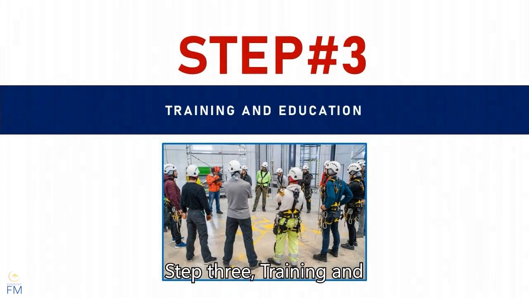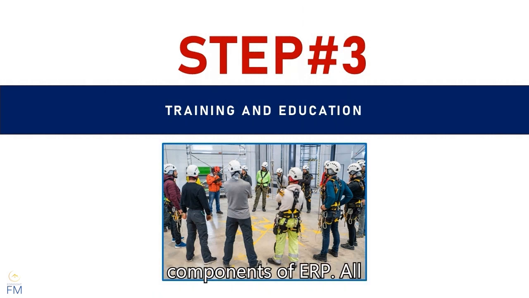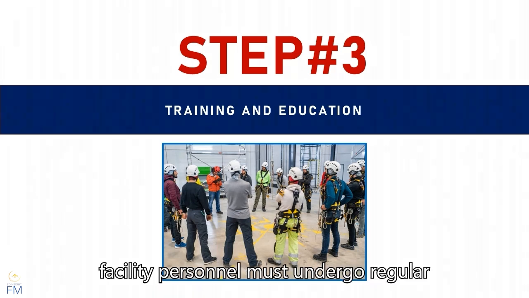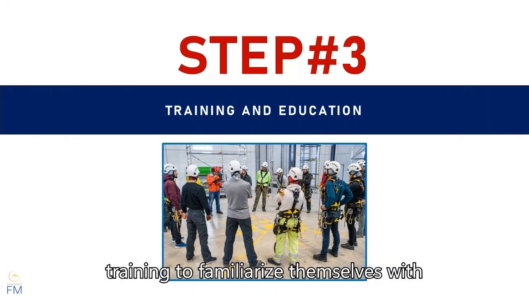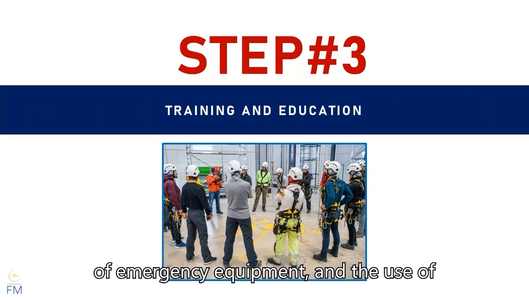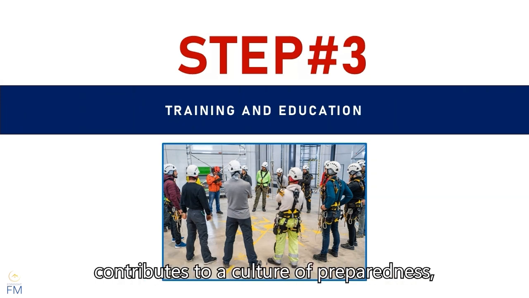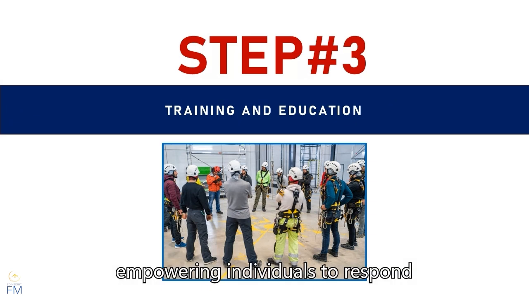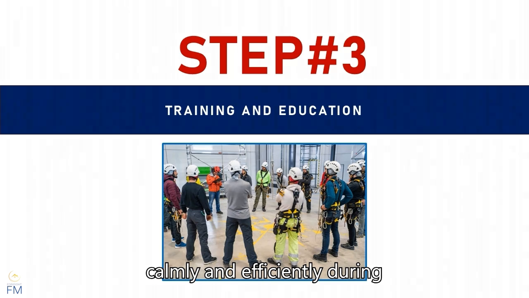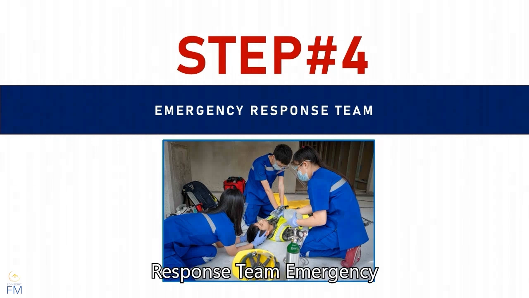Step 3. Training and education. Training and awareness programs are integral components of ERP. All facility personnel must undergo regular training to familiarize themselves with emergency procedures, the location of emergency equipment, and the use of safety resources. This training contributes to a culture of preparedness, empowering individuals to respond calmly and efficiently during crises. Step 4. Emergency response team.